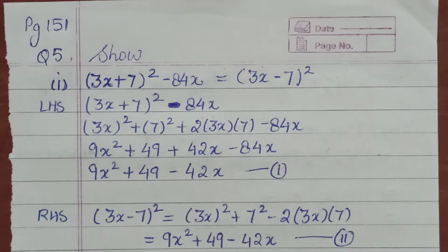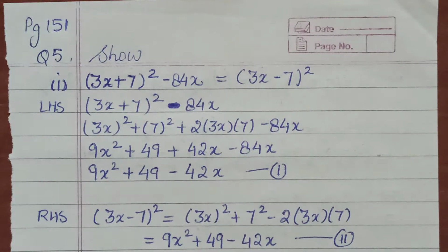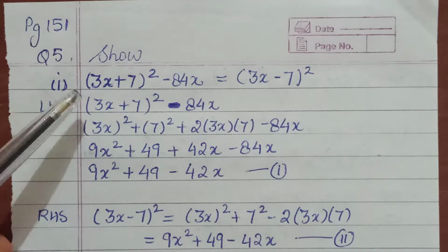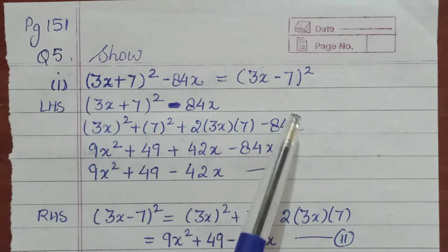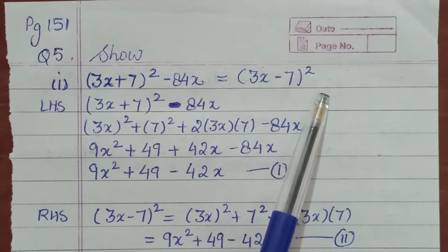Class 8, we had to discuss question number 5 now from that exercise. This question is, they are asking you to do certain proofs. Show that. First part, you had to show that 3x plus 7 whole square minus 84x will be equal to 3x minus 7 whole square.